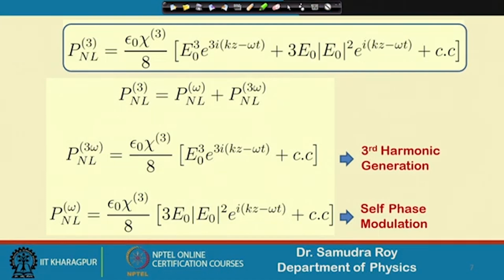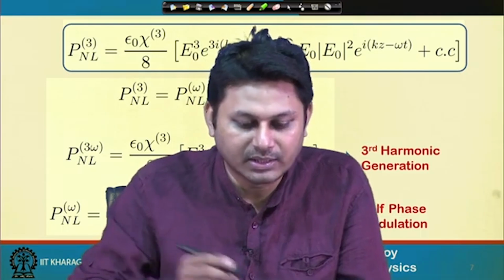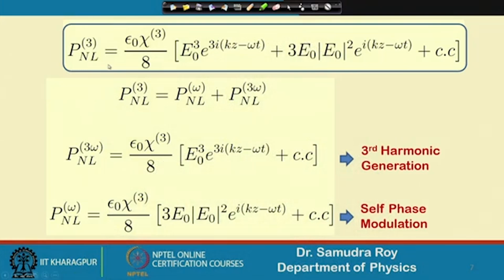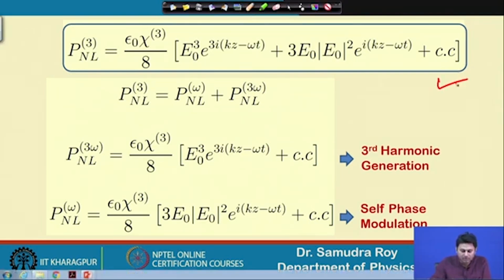So, two different frequency components, that means two different kinds of vibrations. So, let us see here. P nonlinear we already have here. P nonlinear is epsilon 0 chi 3 by 8 multiplied by E 0 e to the power 3 k z minus omega t, this quantity that we have already shown. Now, I write this P nonlinear into two parts, P nonlinear omega and P nonlinear 3 omega. Writing omega means I am talking about this component, writing 3 omega means I am talking about this component.